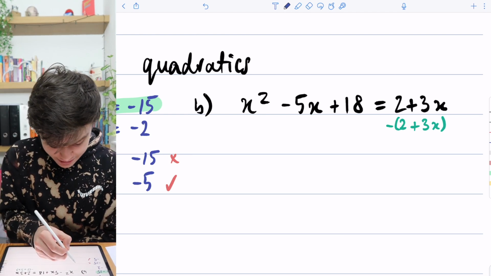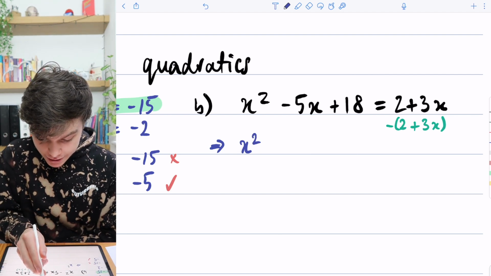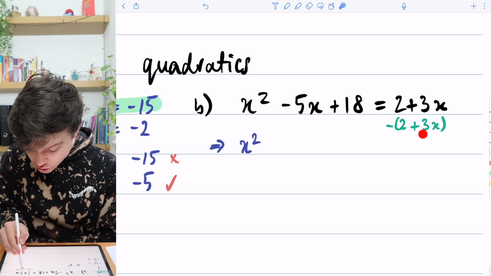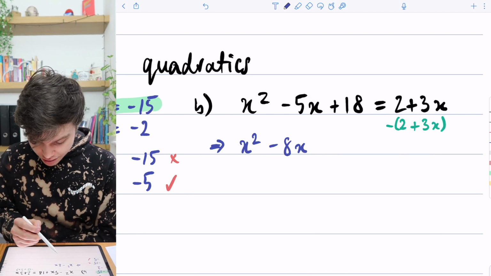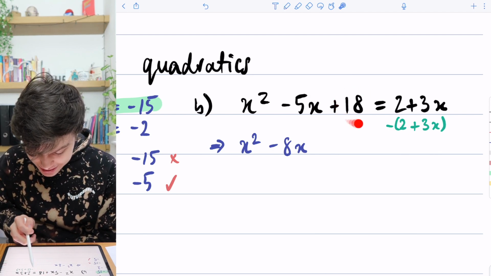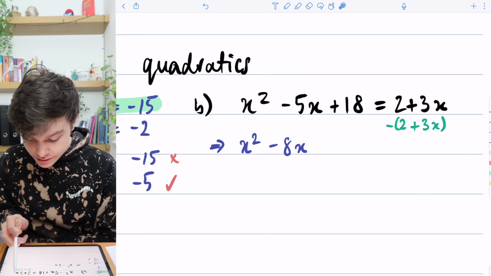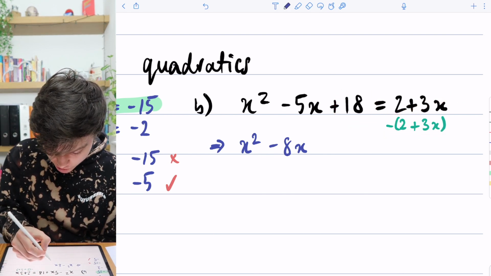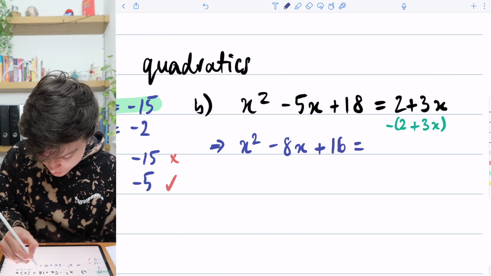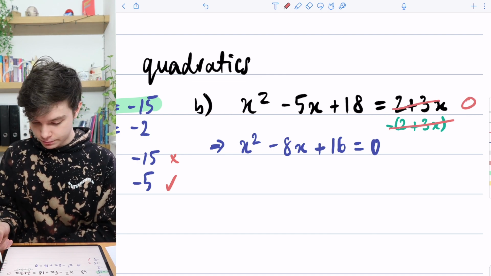So what I'm going to get is, well, x squared, and I'm going to write that as a little arrow, make that a little bit neater. So I'm going to get x squared, and then I'm going to have minus 5x minus another 3x. That's going to give me minus 8x. And then I'm going to have 18 minus 2. The reason we're minusing in here is because we're adding them on this side, so to get rid of them, we're going to take them away. So we'll have 18 minus 2, which will give me plus 16. And that then is going to be equal to 0, because those have cancelled to give 0.